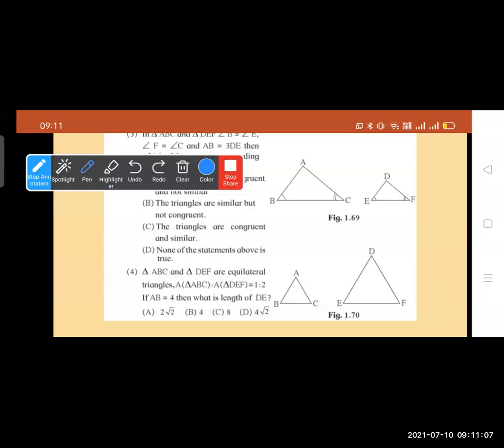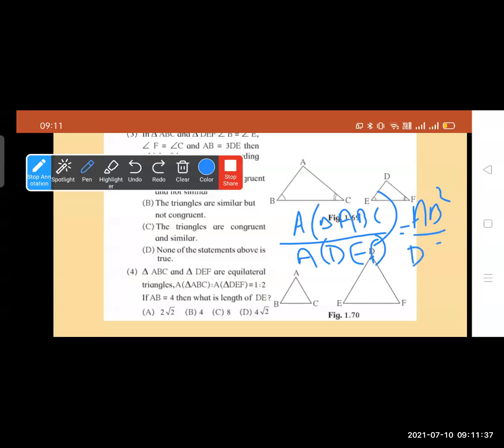So these two triangles are equilateral, and the ratio of the area of triangle ABC to the area of triangle DEF is 1 by 2. If AB is equal to 4, then what is the length of DE? So here we use the ratio of the areas of triangles: area of triangle ABC divided by area of triangle DEF is equal to AB square by DE square.